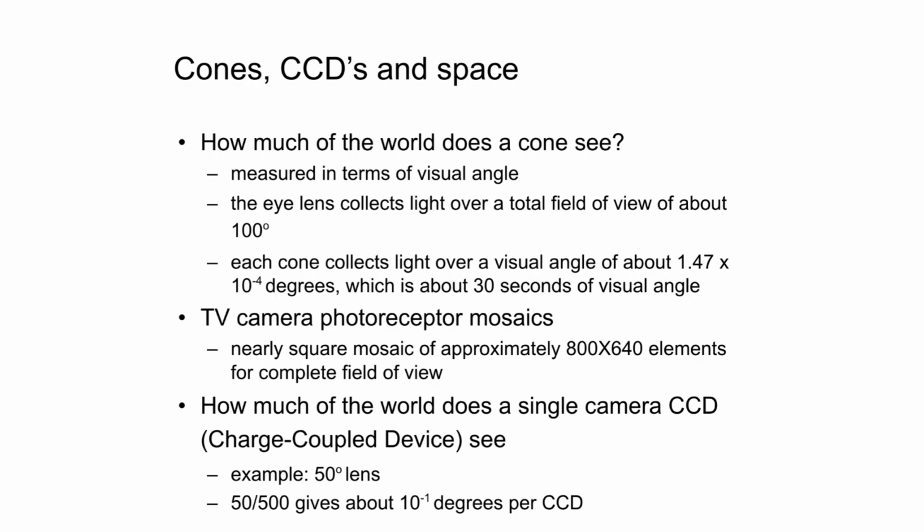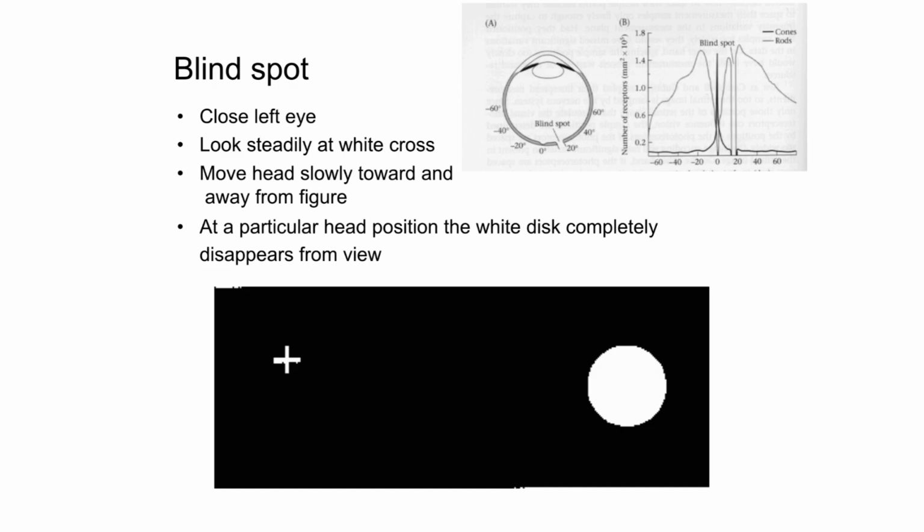So in terms of degrees, for instance, a single CCD camera can see around a 50-degree lens. Recall that the human eye can see about 100 degrees. Okay, so this one gives 50 by 500, and this means around 10 raised to minus 1 degrees per CCD angle of view. The other important concept in human vision is the blind spot.